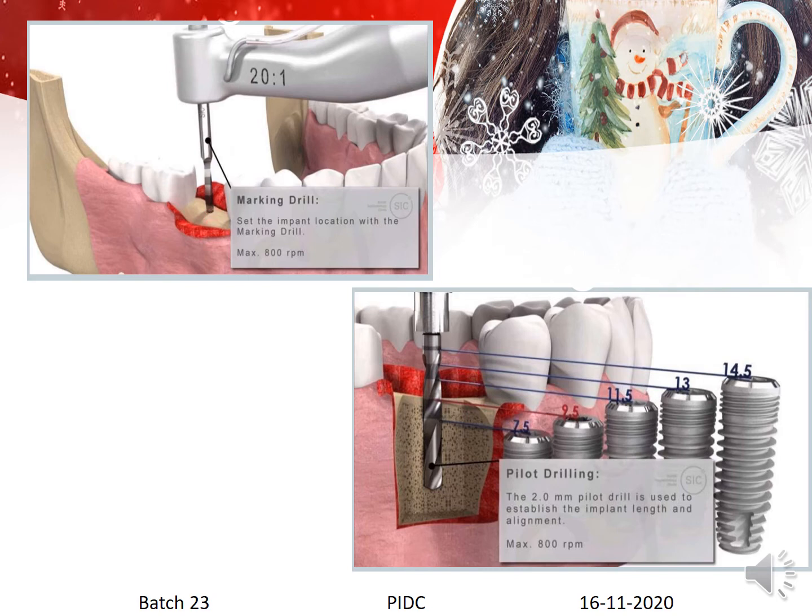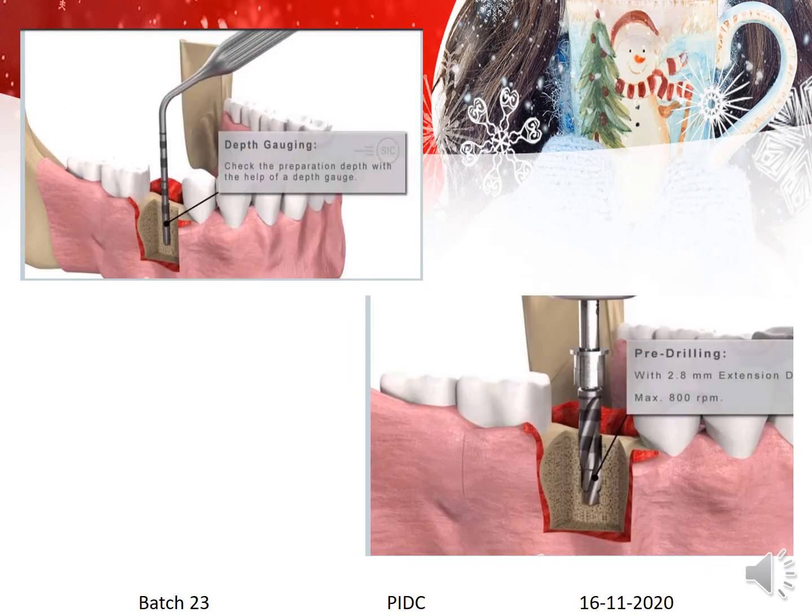Followed by which I have my pilot drill. The 2 mm pilot drill is used to establish the implant length and alignment. Once I decide the implant length, you have a series of pilot drills which give the proper length as well as the diameter. Again, you go in with an RPM of around 800.